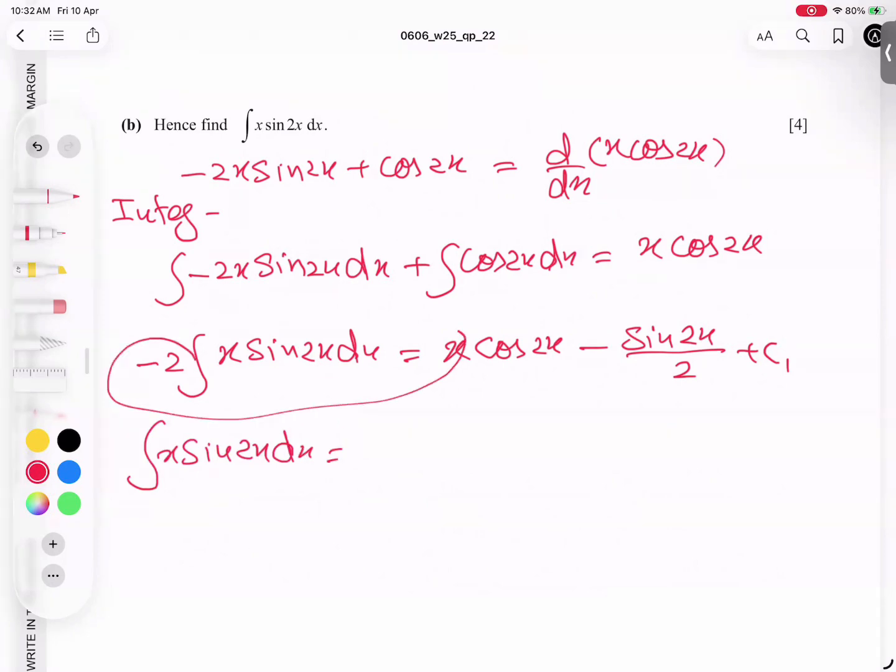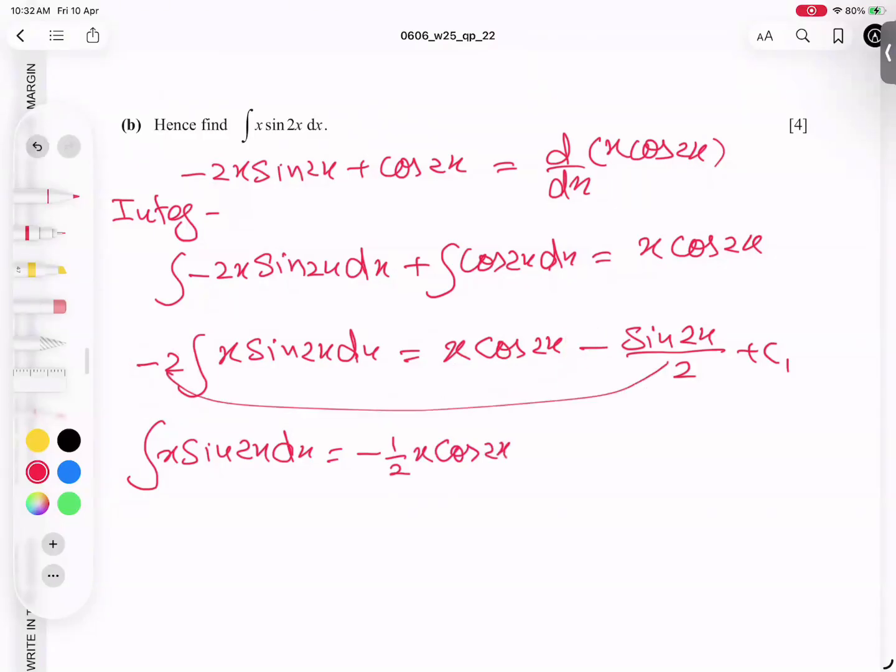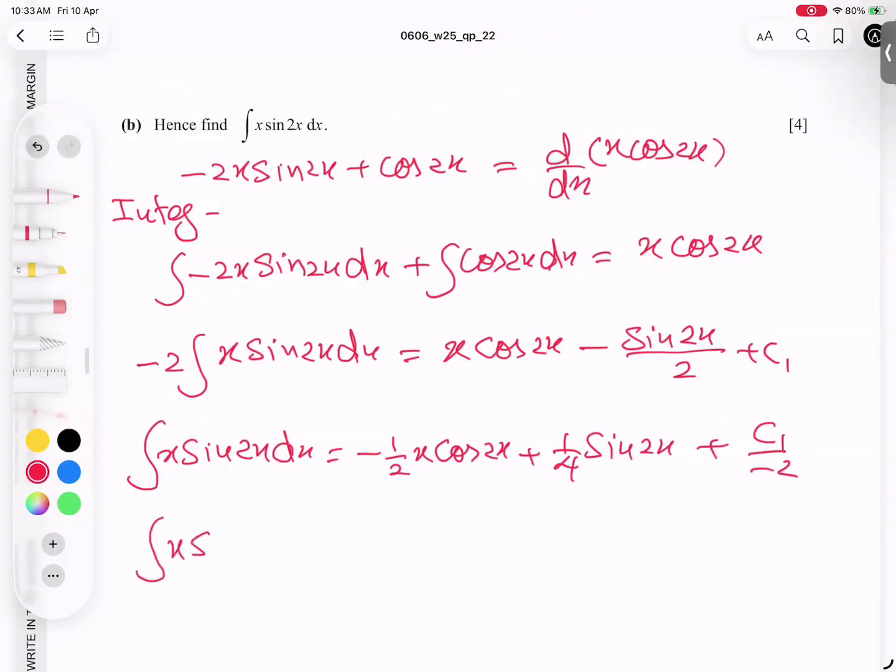So negative 2 comes here, and we get a negative half x cos double x. And negatives cancel, and 2 2s are 4. And I got a positive 1 by 4 sine double x. And c1 divided by negative 2 will become a new constant, which I'm writing here.